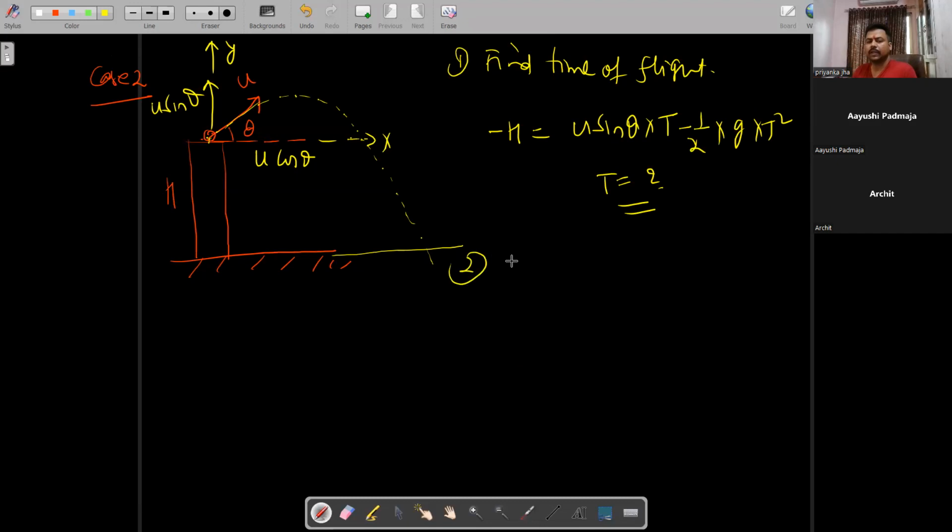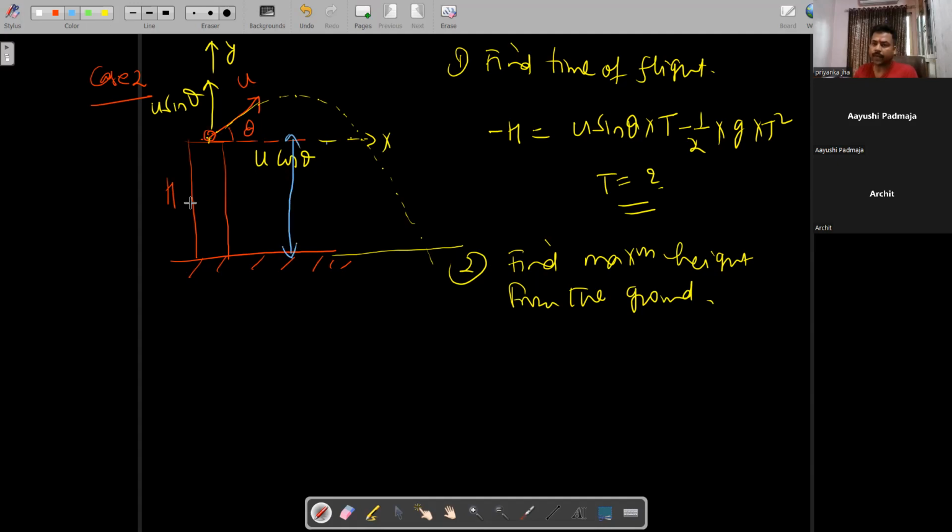The second thing you can find is the maximum height from the ground. So from the ground means this height, which is already h, plus this height. For this height, you can simply find from here to here. This is like ground to ground projectile motion. So you simply find h plus this height.